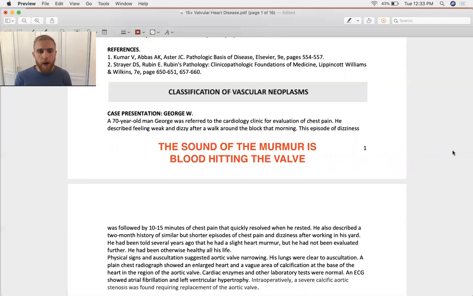That's step one. And anytime you hear a murmur question, you can trace it back to what valve is being disturbed by applying this principle. Again, where am I hearing it? What valve does that correspond to? Because you know that what you're hearing is the sound of blood hitting the valve.